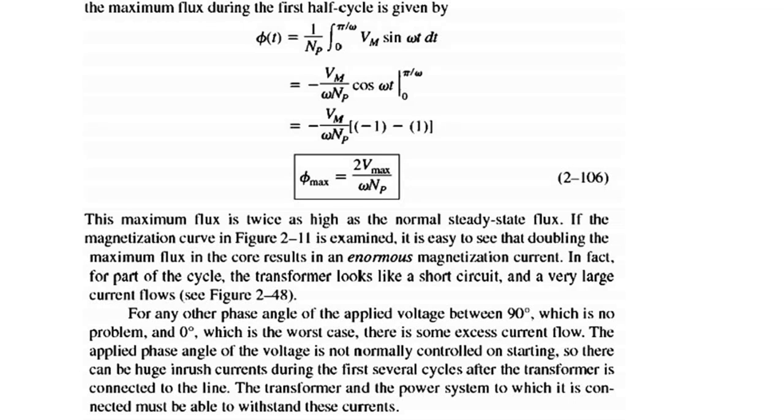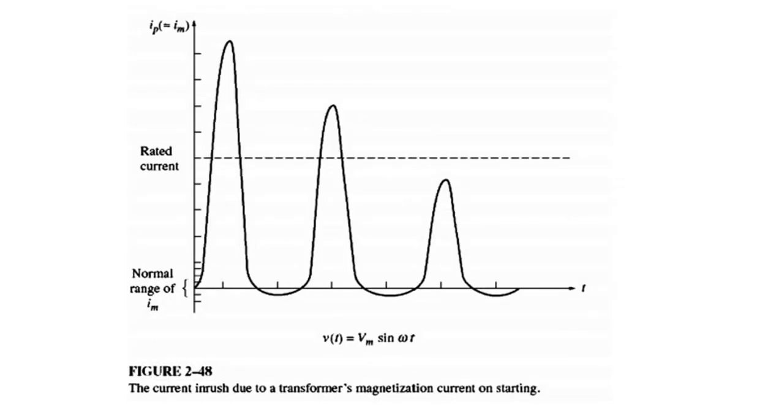The applied voltage phase angle is not normally controlled on starting, so there can be huge inrush current during the first several cycles after the transformer is connected to the line. The transformer and the power system to which it is connected must be able to withstand these currents. The current inrush is the transformer magnetization on starting, from the initial normal current rating to the peak value.